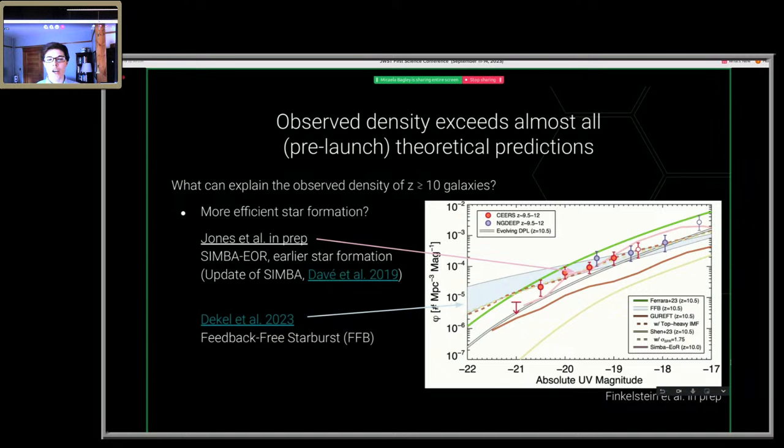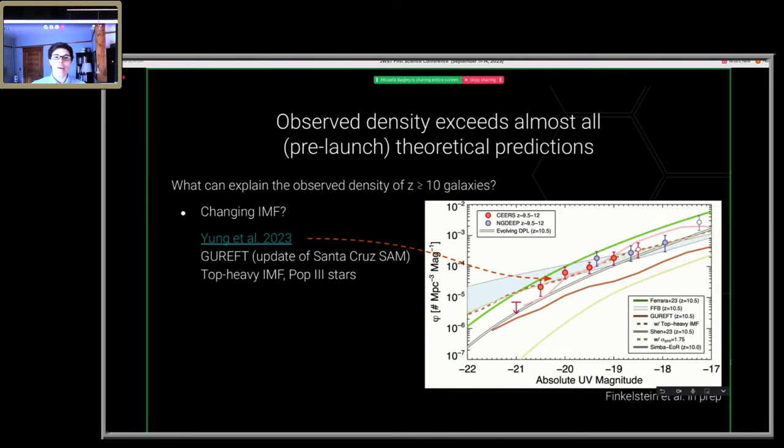We could also be seeing, Dekel et al. have an example of what they're calling the feedback-free starburst model, which, if I could summarize my limited understanding, is that you can get very efficient, very quick star formation before the feedback from, say, supernovae pushes everything out. And finally, we could be having a changing IMF. Aaron Yung with the GRAFT, I think it's pronounced, model, an update of the Santa Cruz SAM, shows that with boosted UV luminosities, which is the same as a decreased mass to light ratio, you can recover the observed densities, and that could be indicative of a top heavy IMF or Pop III stars.